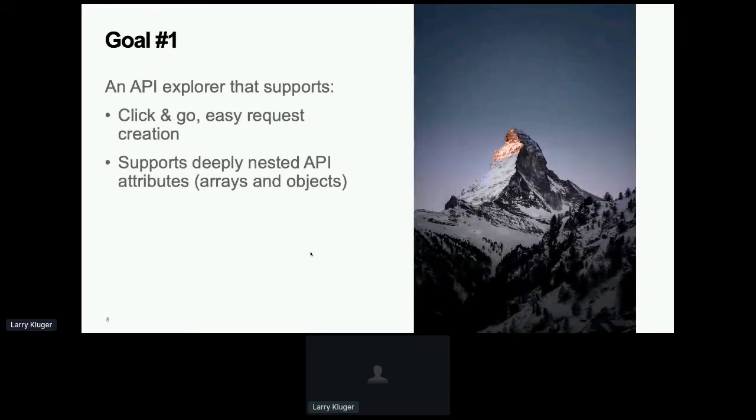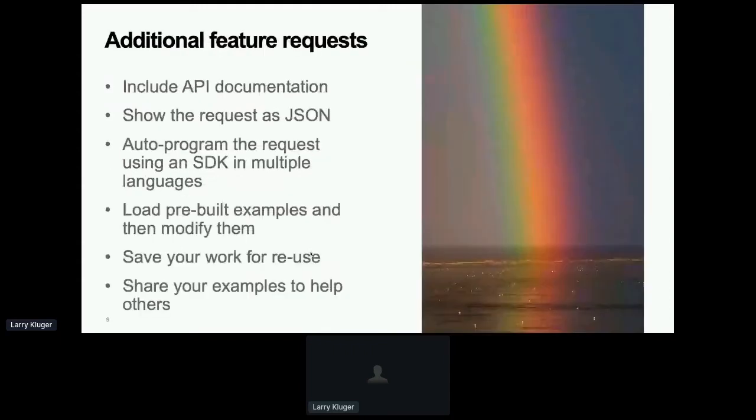So I want an API Explorer that supports click and go, easy request creation, and I want it to be able to cleanly support deeply nested API attributes of arrays and objects. And while I'm at it, I want a lot more. I want it to include API documentation. I want to see the request as JSON. I want it to auto-program the request with an SDK in different languages. I want to do pre-built examples with the ability to modify them. I want to save my work for reuse.